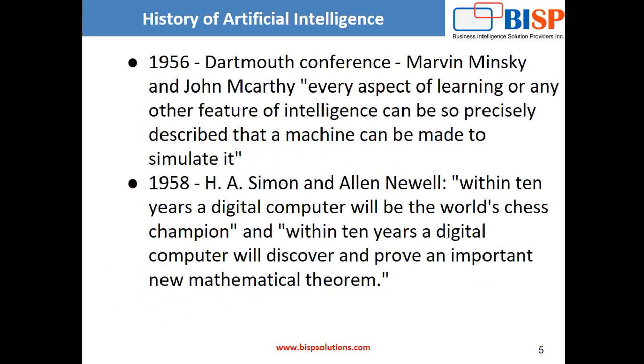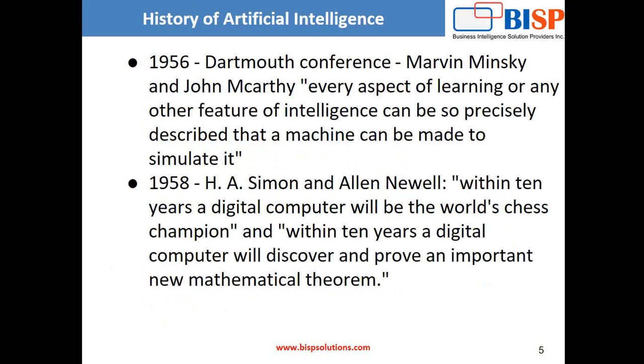When you look at the history, it started in the year 1956 at the Dartmouth Conference, where two scientists, Marvin Minsky and John McCarthy, said that every aspect of learning or any other feature of intelligence can be so precisely described that a machine can be made to simulate it. So they gave what is called a utopian definition, saying that intelligence can be so precisely described that a machine can be made to simulate it. You define the intelligence of a human, therefore a machine is able to simulate it. That is what they defined as artificial intelligence.